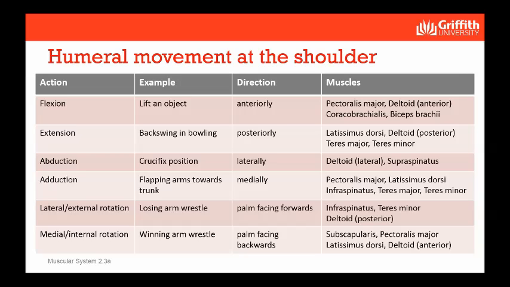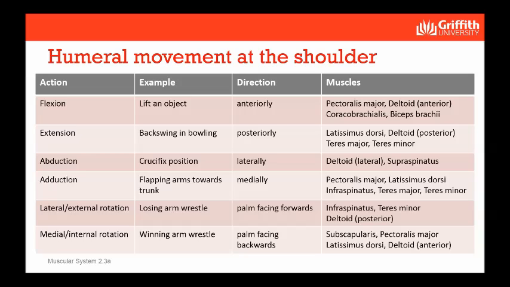Shoulder extension, such as occurs during the backswing of a bowling action, moves the humerus posteriorly at the shoulder. Contraction of latissimus dorsi, the posterior fibers of deltoid, teres major, and teres minor produce shoulder extension. Shoulder abduction, as is seen in a crucifix position, moves the humerus laterally or away from the body. Contraction of supraspinatus, or the lateral fibers of the deltoid, produce shoulder abduction.